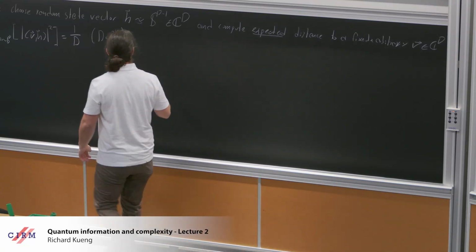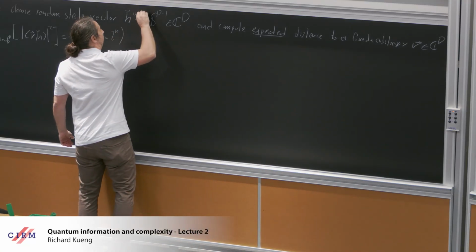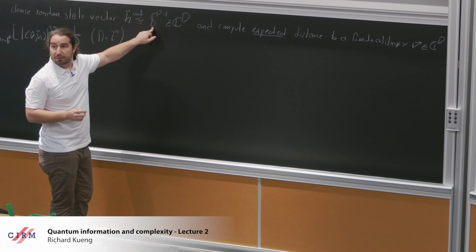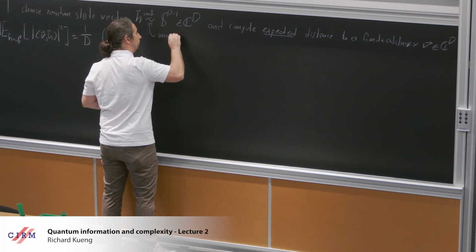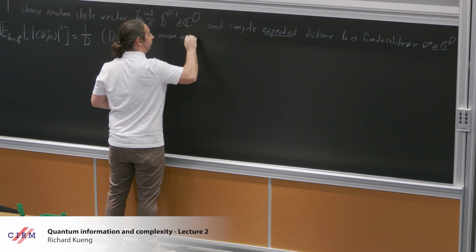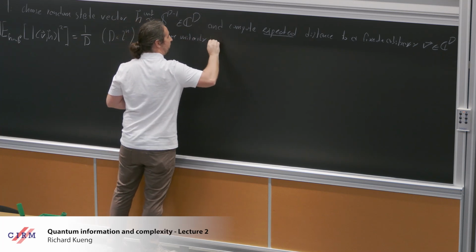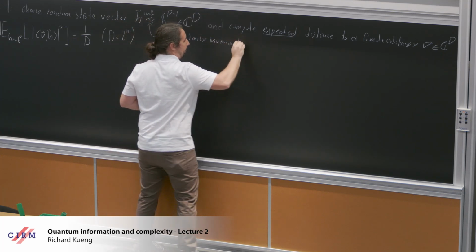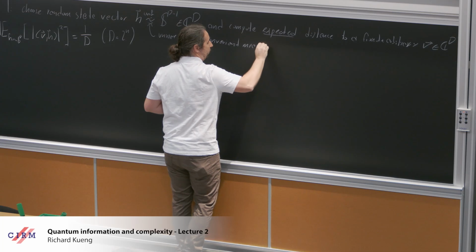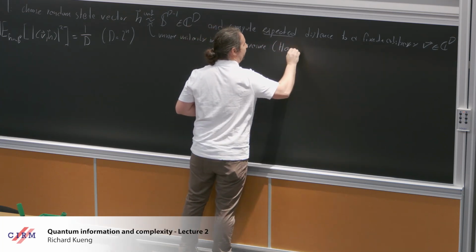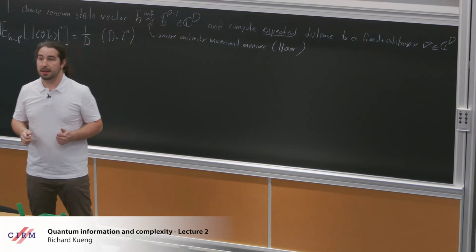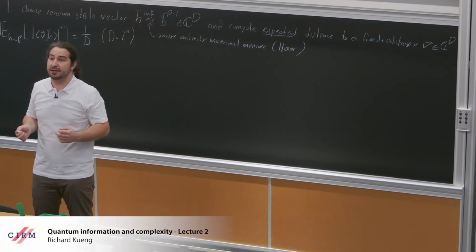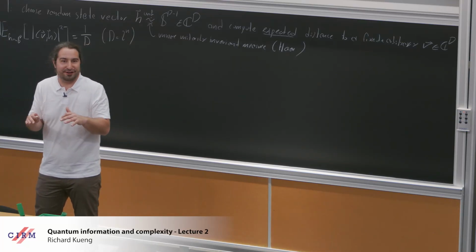So kind of like here, we sample uniformly from the sphere, and this means that this is the unique unitarily invariant measure. And this is sometimes called the Haar measure, if you know group theory. It's very easy to visualize. It's very difficult to code, actually.